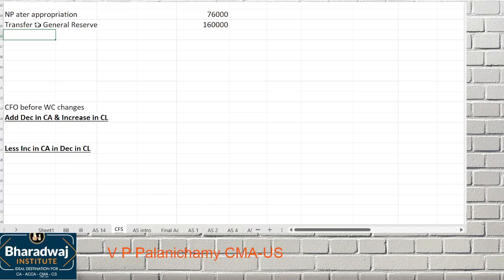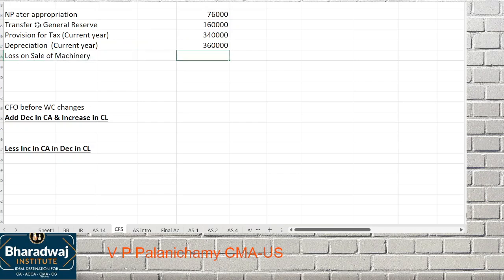Then provision for tax for the current year. How much? Then depreciation of the current year, given in the question itself: 3,60,000. Then loss on sale of machine. How much? 20. Then machinery written off: 16,000.